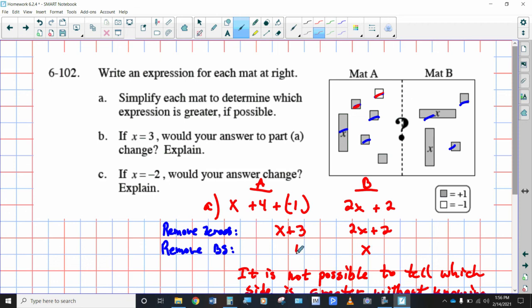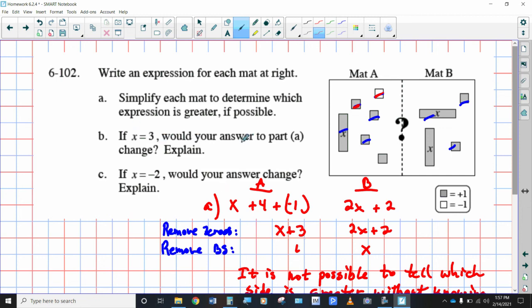So, can you tell which side is greater? No, you absolutely can't, because we don't know the value of x. If x is equal to 0, then mat A would be greater. But if x were equal to 10, then mat B would be the greater one. So without knowing the value for x, we cannot determine which side is greater.